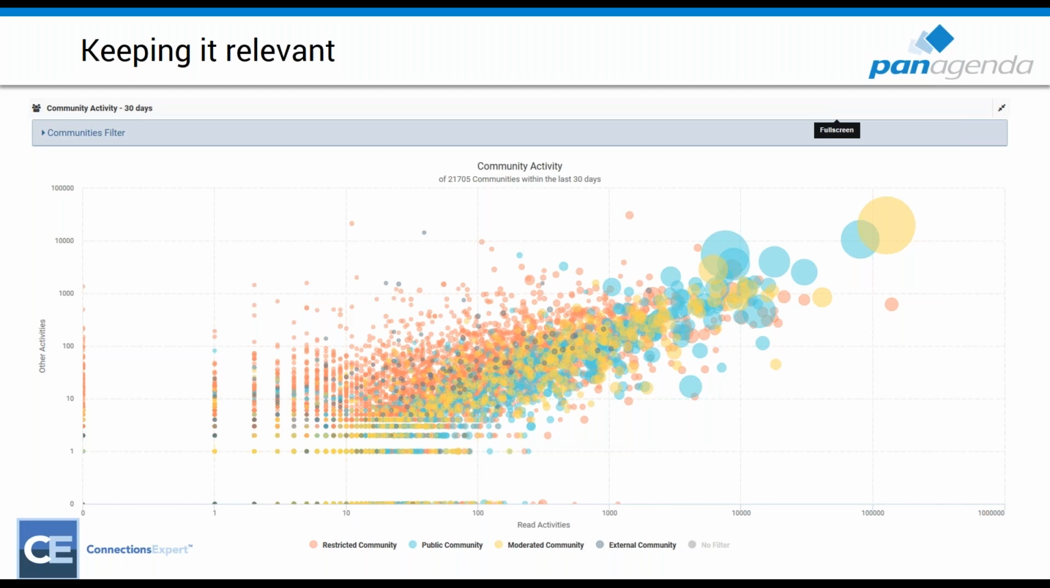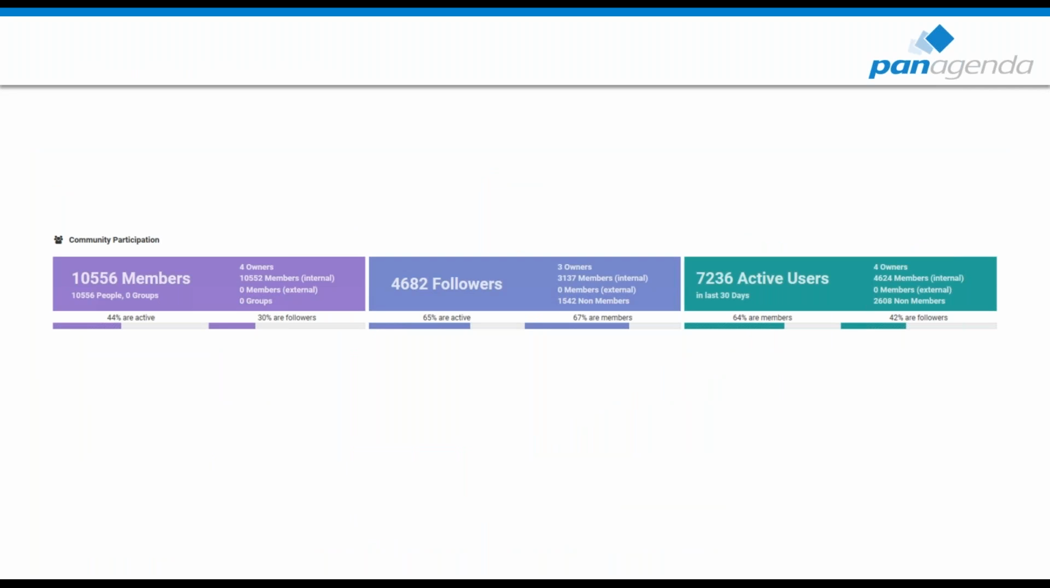And the more up they are here, the more activity there is going on in terms of adds or edits or people commenting or liking. The more to the right they are, the more reads there are. So communities that are up in this quadrant up here are the communities that are most heavily used. And the size of each bubble represents the number of users. So this just gives me a great overview of what's going on in my environment.